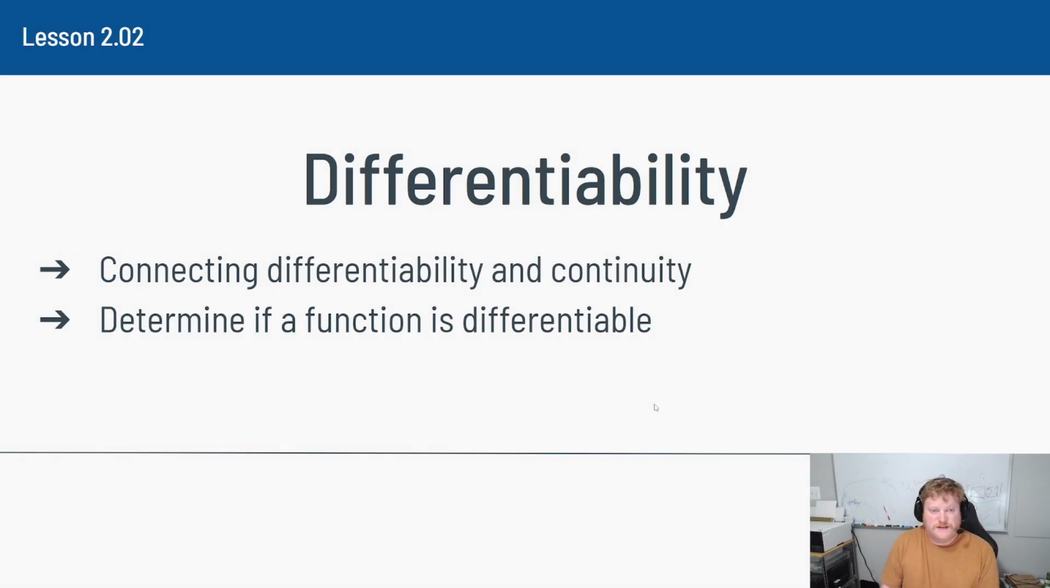Hello, and welcome to the second lesson of Unit 2, differentiability. Just like in Unit 1, where we talked about continuity and what makes a function continuous, there are some functions that are not differentiable at certain points. So in this lesson, we'll be talking about making that connection between differentiability and continuity, and whether or how to determine if a function is in fact differentiable.